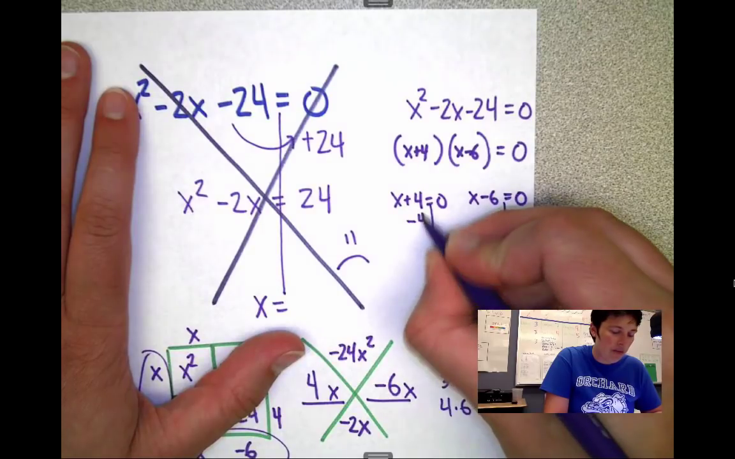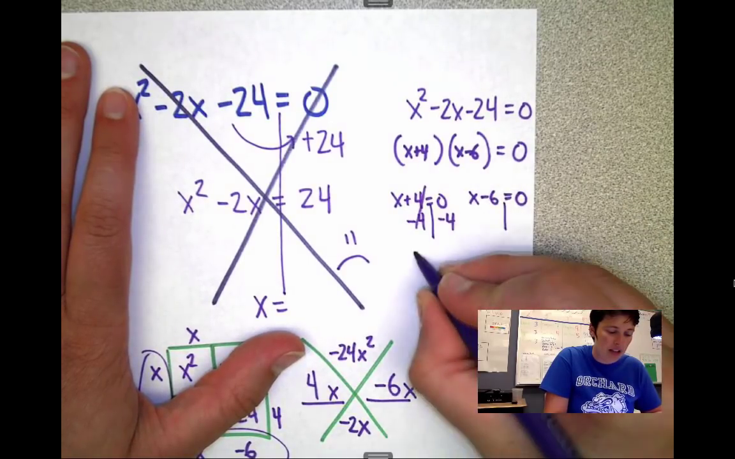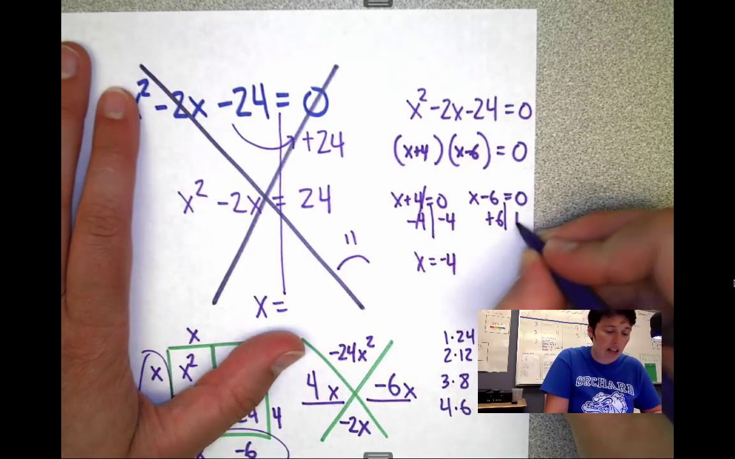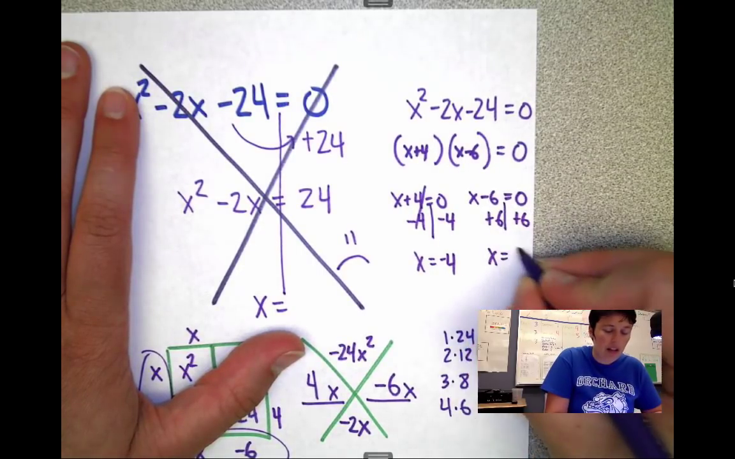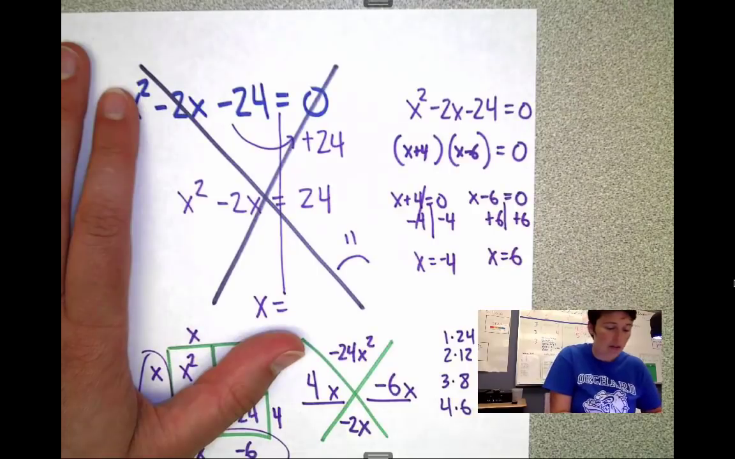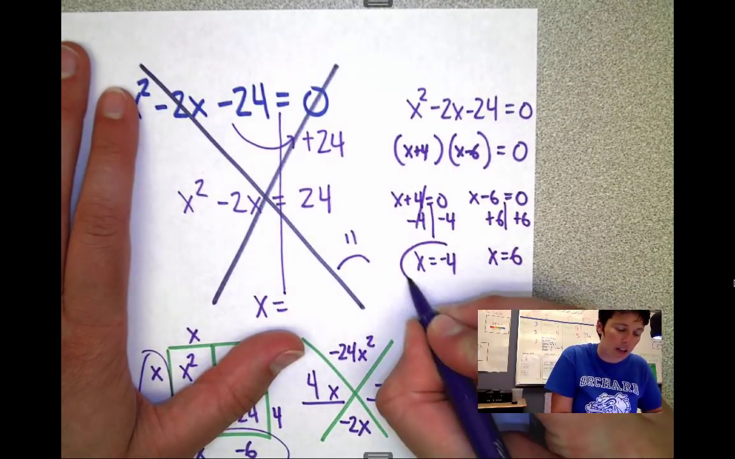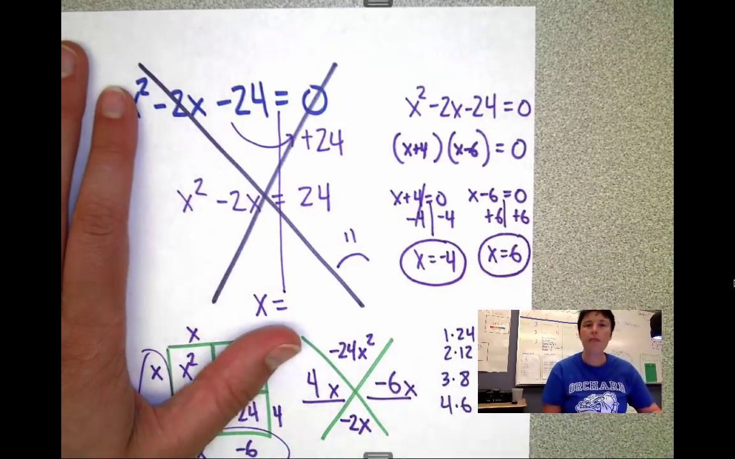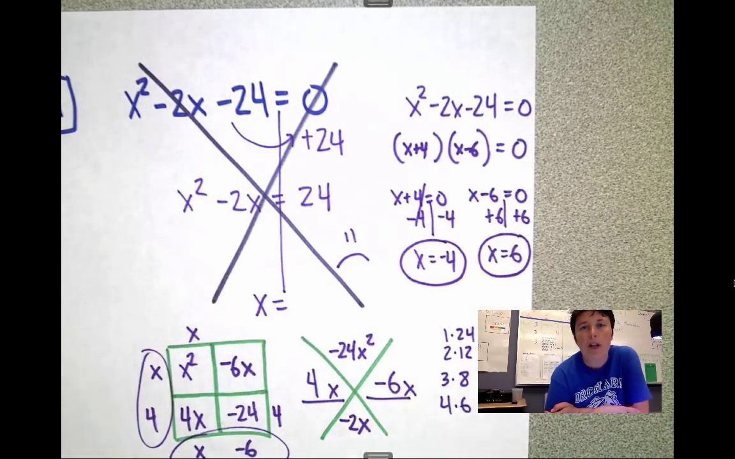I will take the 4 away, and I will get x equals negative 4. I will add the 6 to the other side, and I will get x equals 6, and I just found 2 possible answers to this problem. X is equal to negative 4, and x is equal to 6. That's how our zero product property rule can be really helpful to us.